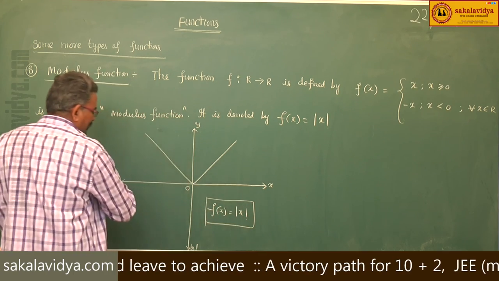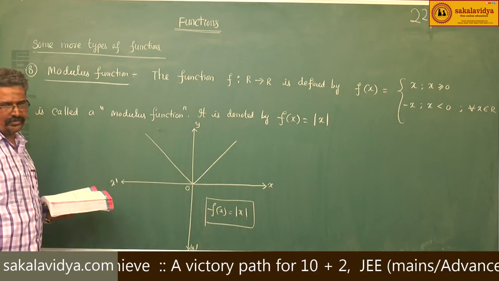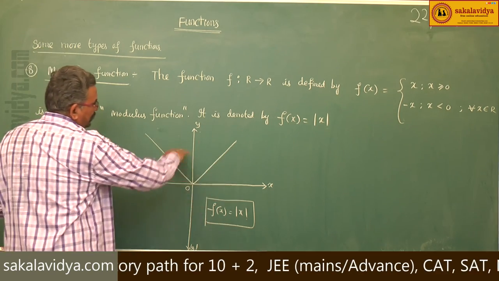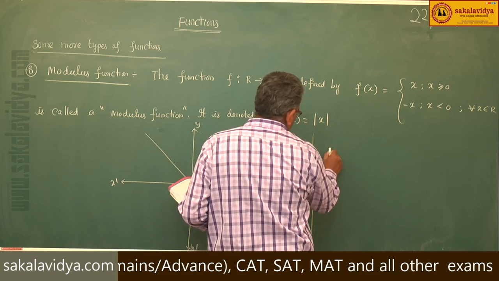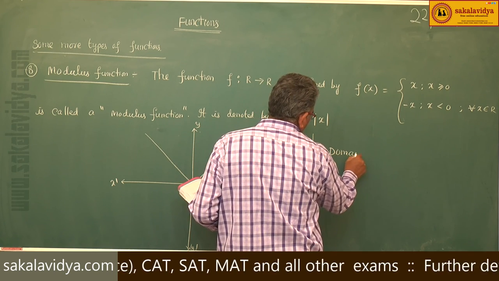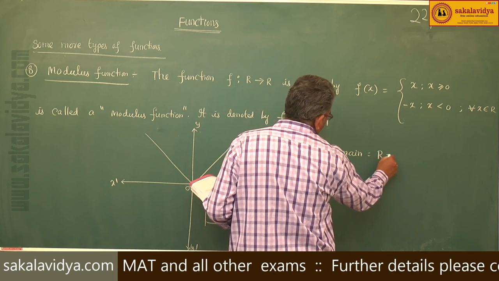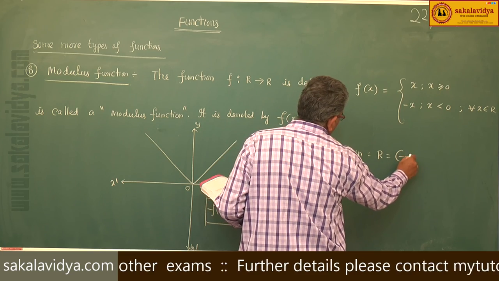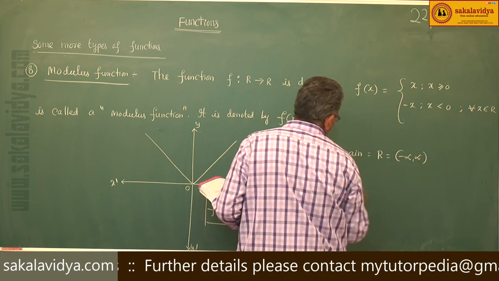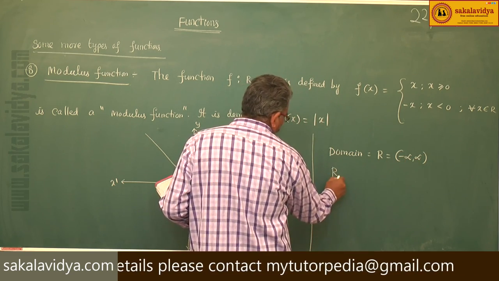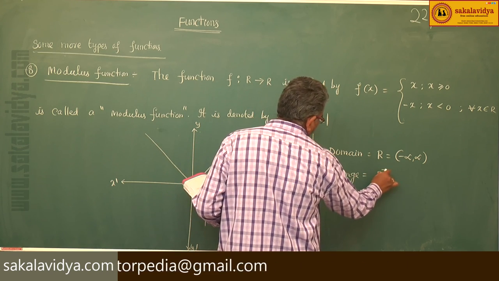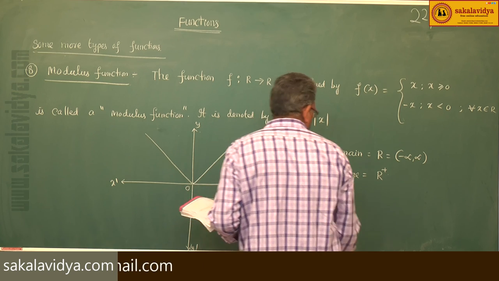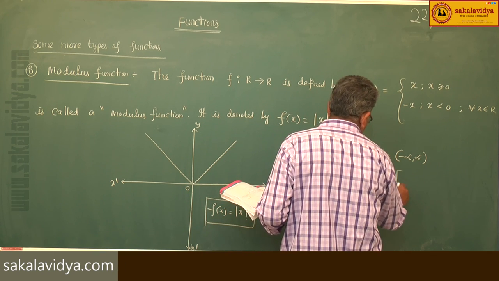So, domain is all the real numbers, whereas range is non-negative. That's why domain is R, minus infinity comma infinity, range is R plus, that means 0 to infinity.